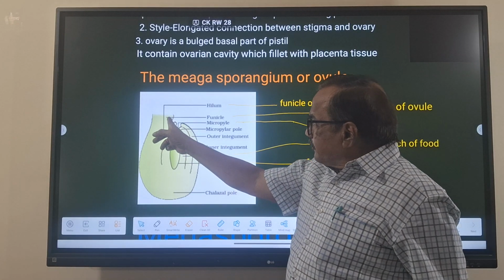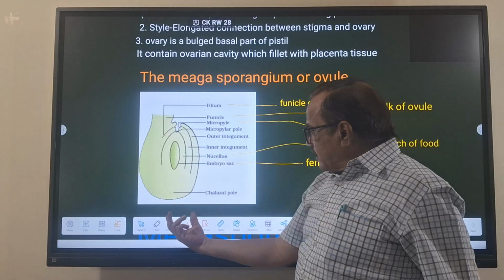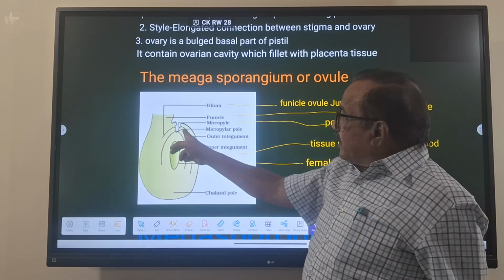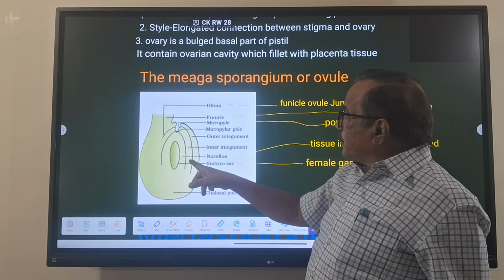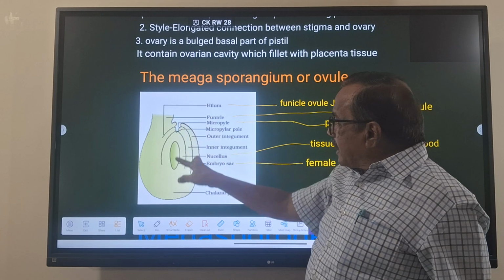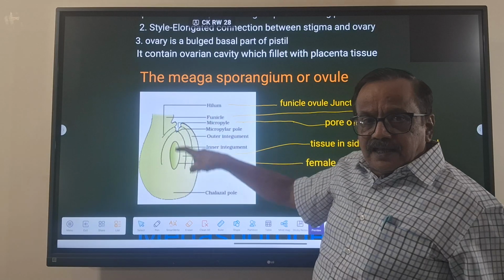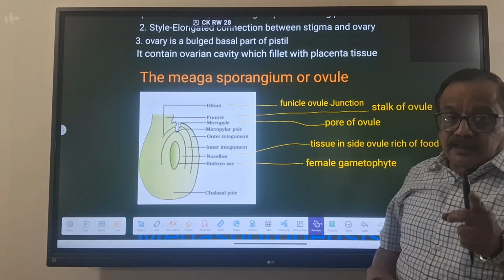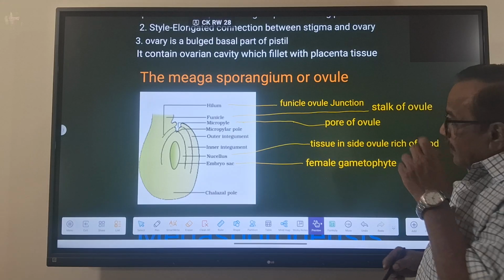Orthotropous, the funicle, whatever is there, it will come under this. So it is vertical, on a single line. But here in the anatropous ovule, the funicle and ovule are in a parallel condition. Remember, it is the anatropous ovule.